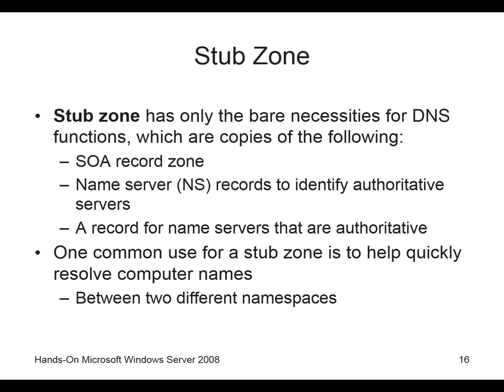All right. For example, Microsoft.com has an authoritative DNS server. If I'm technet.microsoft.com, I may be a stub zone. So anything that's underneath technet, I can point right back to that, which will forward it back to the original DNS server. Does that make sense?